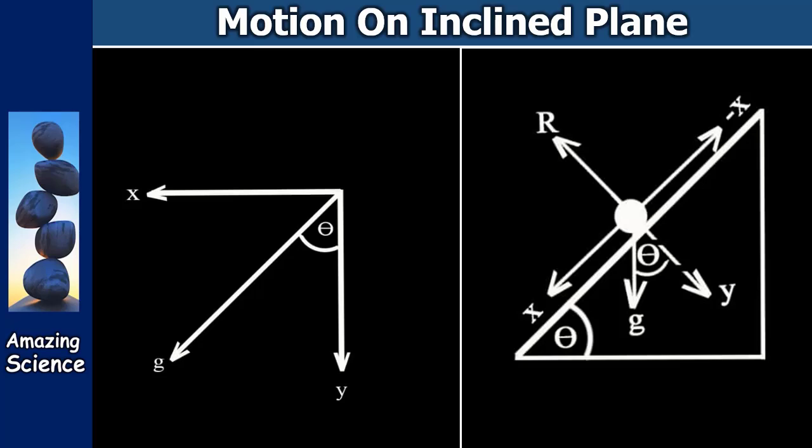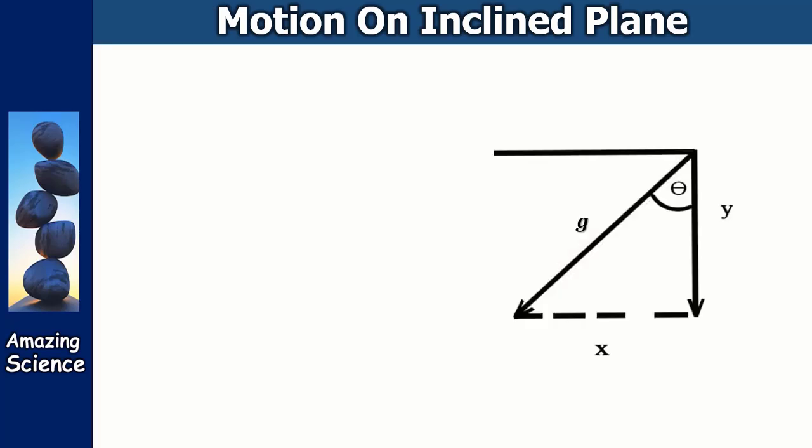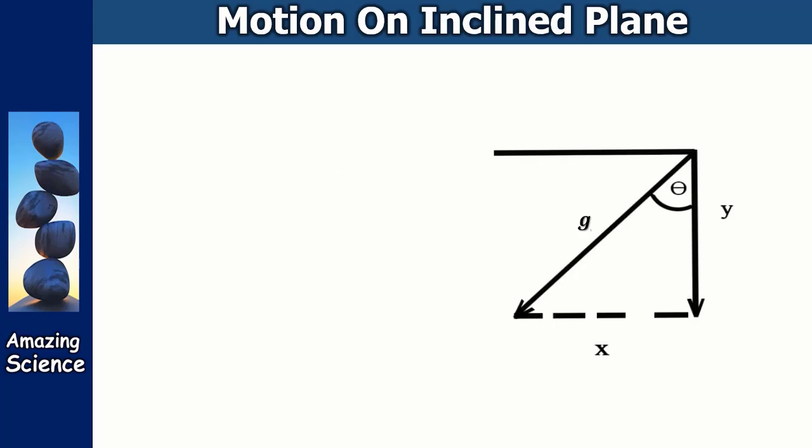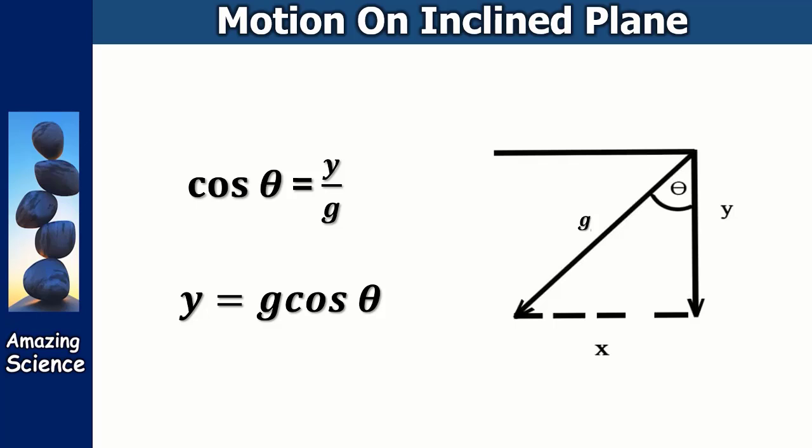So now let's find an expression for X. We can do that by using the sine ratio. So we see from the diagram that sine theta is equal to X over g, and for that matter, X is equal to g sine theta. If we want to find an expression for Y, we will use the cosine ratio, and this gives us cos theta is equal to Y over g. Making Y the subject, we have Y is equal to g cos theta.